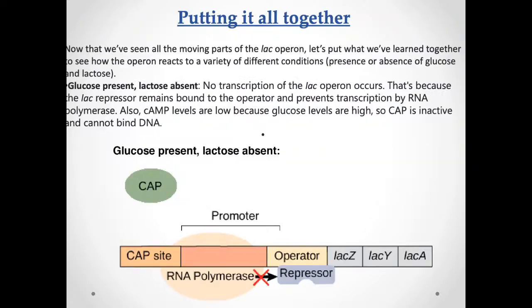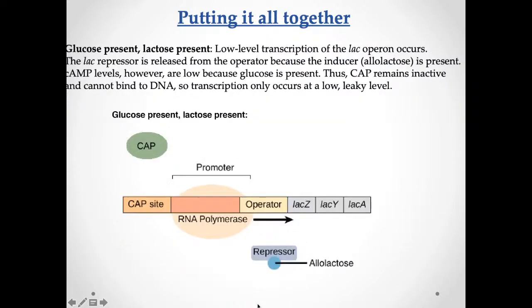So what is happening in reality? Let's put it together. So glucose is present and lactose is absent. In that case, your repressor will attach to the operator, and your CAP will not be attached at the CAP site. So you will have no transcription, nothing.